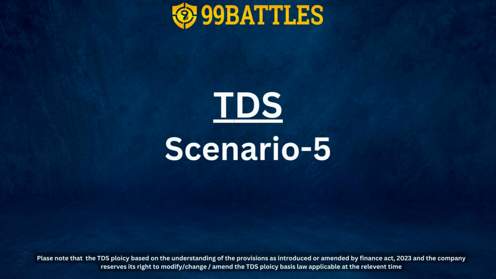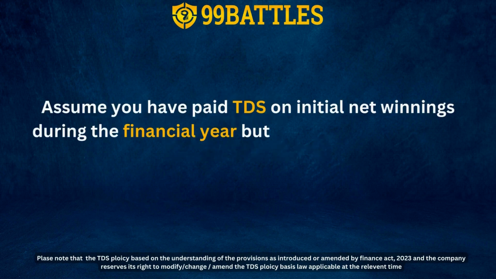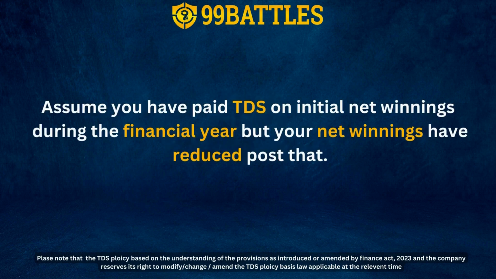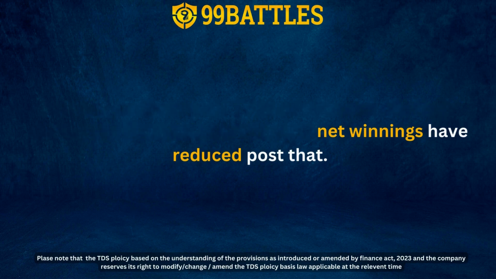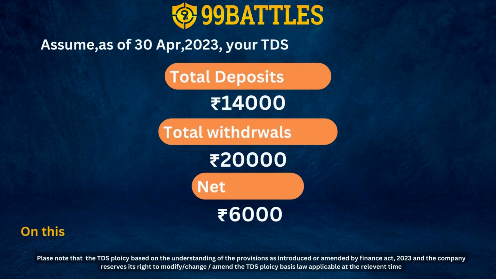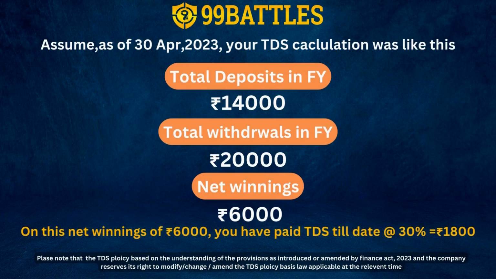Scenario 5. There is one more scenario that can happen. Assume you have paid TDS on initial winning during the financial year, but your net winning has reduced post that. Let's understand this with an example. Assume on 30th April 2023 your TDS calculation was like this.